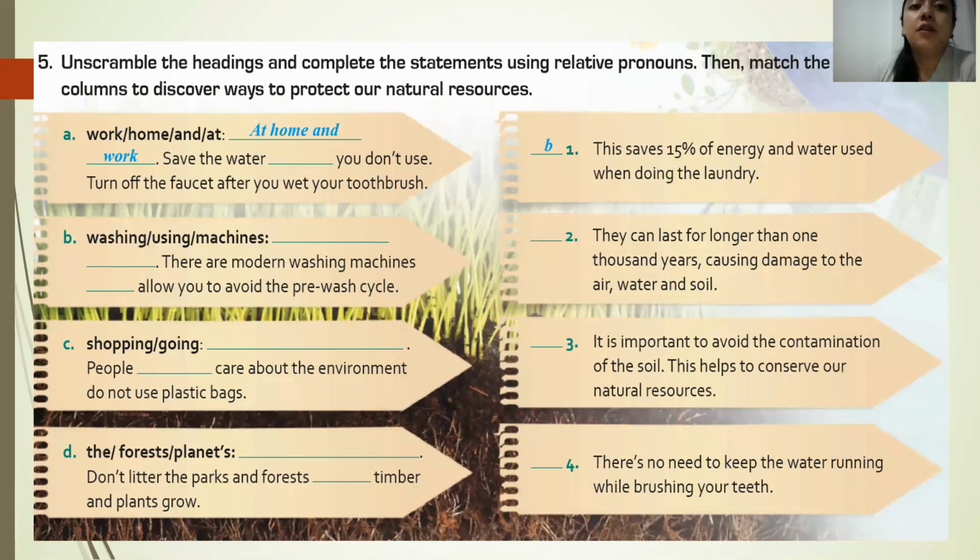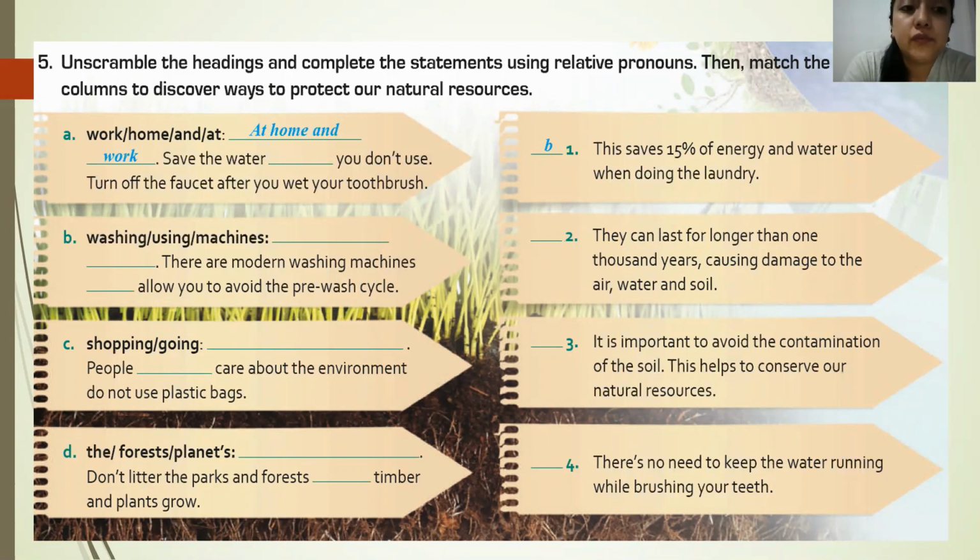The other activity is to scramble the headings, sorry, and complete the statements using the relative pronouns. They match the columns to discover what the practices are for the natural environment. So in this activity, you have 5 minutes to complete it. The students have, first, to scramble the headings and complete the statements. And second, you have to match. Number one is letter B, the two could be letter D, and they have 5 minutes to complete this activity. Okay.